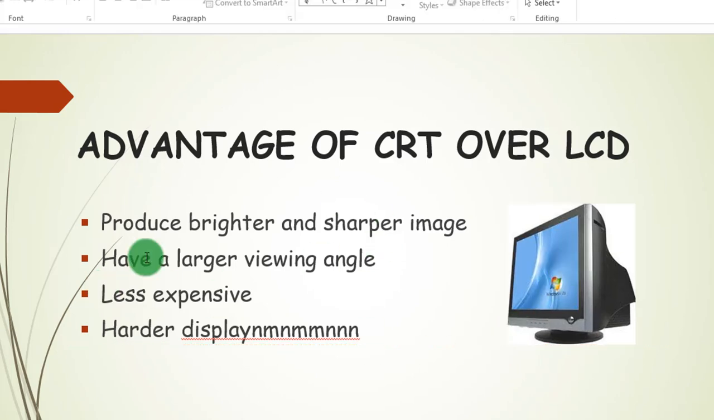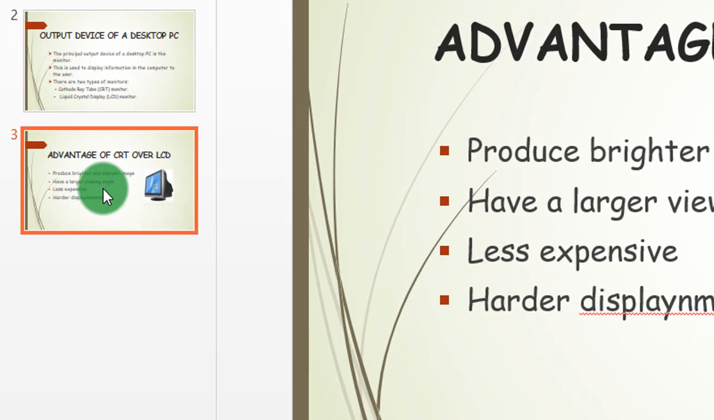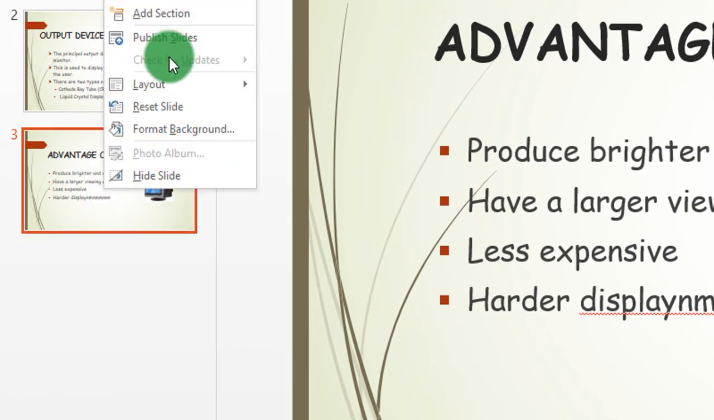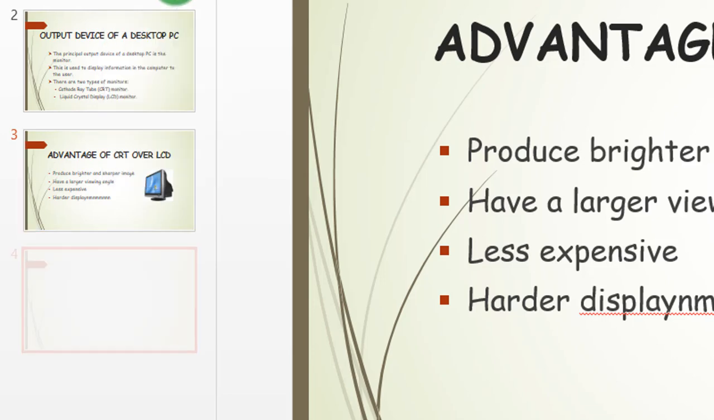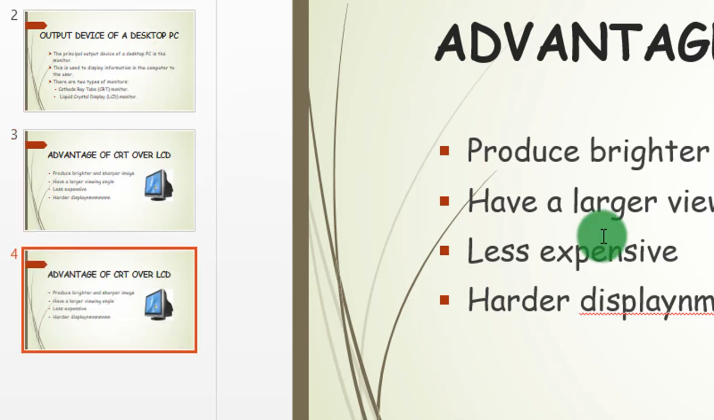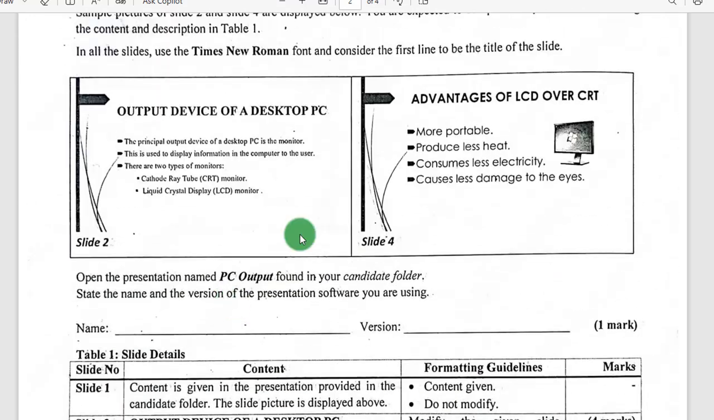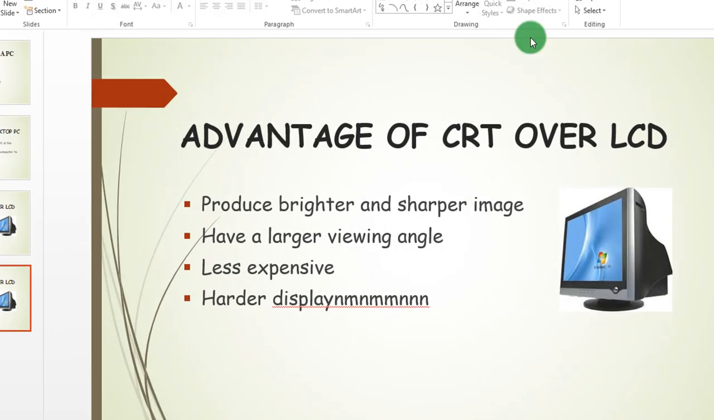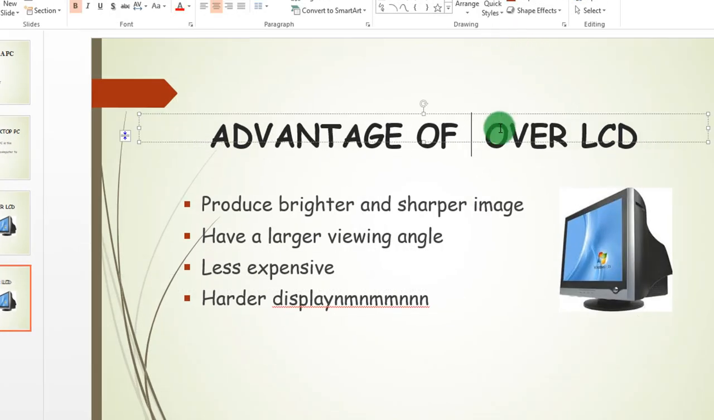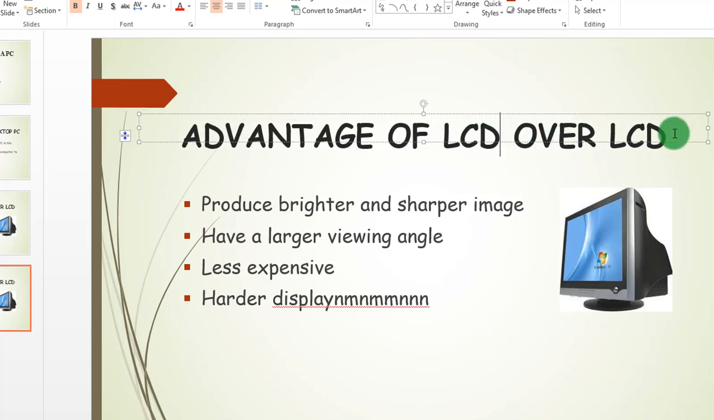Now, to solve that fourth slide is very easy. The same reasoning, you move here, you just duplicate the slide, you click on duplicate slide, you see, you're on the fourth slide. Now the fourth slide was, let us move back to the question. The fourth slide is what? Advantage of LCD over CRT. So you move here, you change this to what? LCD, and here you put what? CRT. As easy as that.